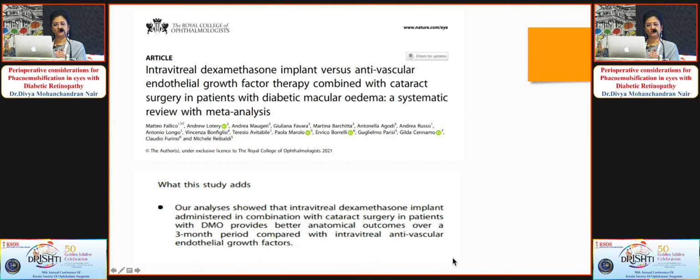However, there is one meta-analysis which has compared intravitreal dexamethasone implant versus anti-VEGF in a combined surgery with cataract surgery. And this meta-analysis states that intravitreal dexamethasone implant in combination with cataract surgery provides better anatomical outcomes over a 3-month period compared to anti-VEGF. However, in functional terms, both have had equal efficacy.